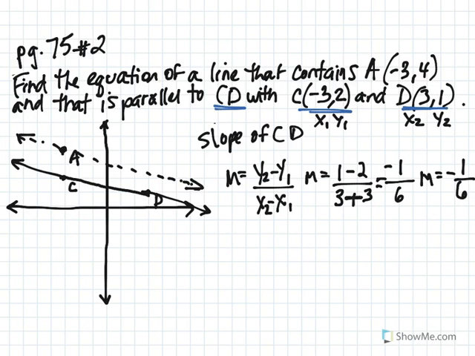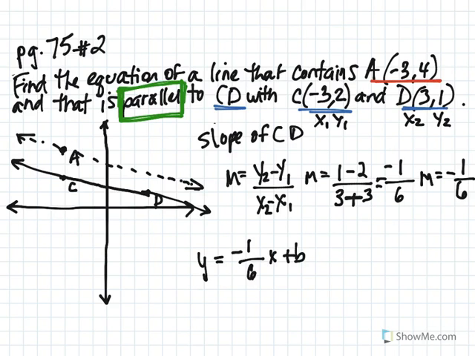Okay, so I need to find the equation of a line that contains A, but is parallel to CD. So we know that parallel lines always have the same slope because they never intersect, right? So I need to use this slope, negative 1 over 6, to write my new equation. I'm going to have something like y equals negative 1/6 x plus b. So I need a coordinate in order to solve for b. Luckily, the problem says that the line contains A, which is (-3, 4).